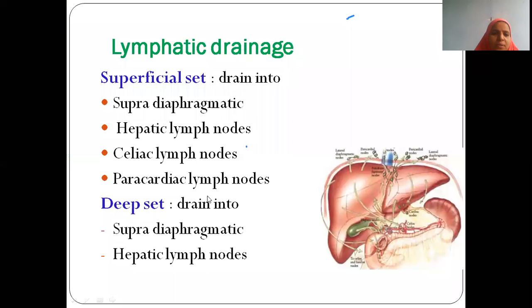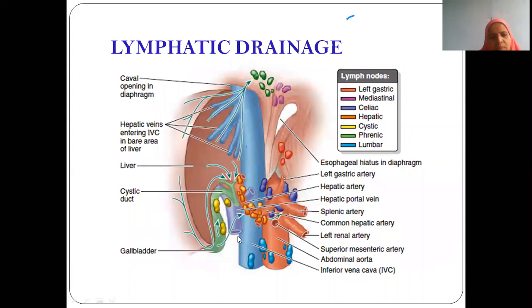Now coming to the lymphatic drainage, we have a superficial set of lymph nodes and a deep set. The superficial set drains into supradiaphragmatic, then hepatic. Here we have the celiac group of lymph nodes and paracardiac, that means on either side of the heart. All these lymph will be moving to these groups of lymph nodes. Then the deep set will again go to the supradiaphragmatic and hepatic groups, first two. Finally, where is the whole of the lymph going? The thoracic duct, through the cisterna chyli. Different colors are used to represent different lymph nodes.